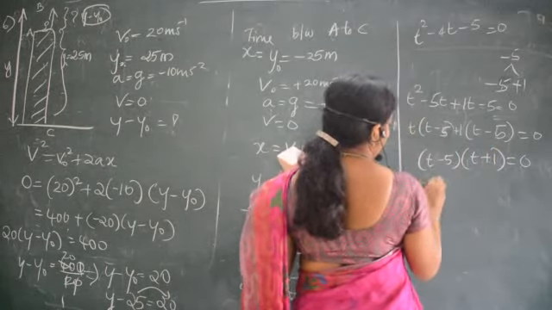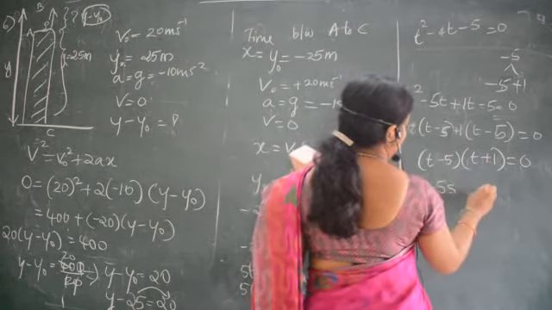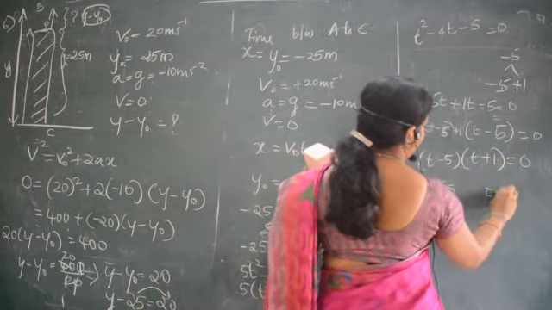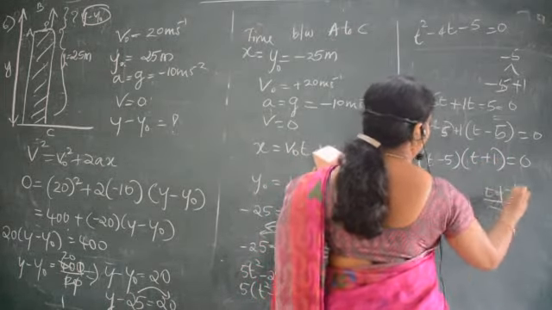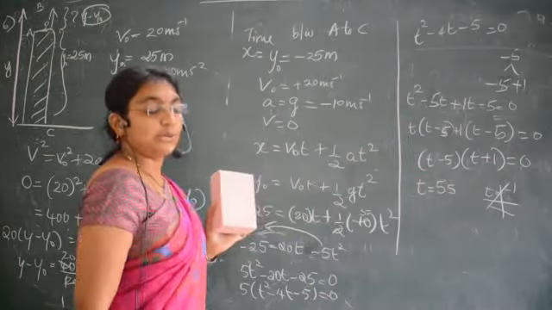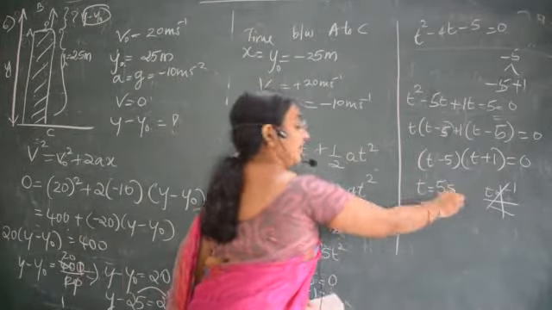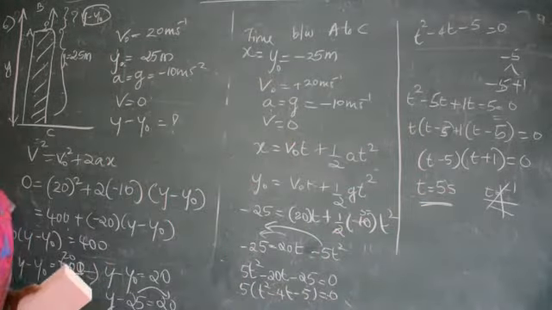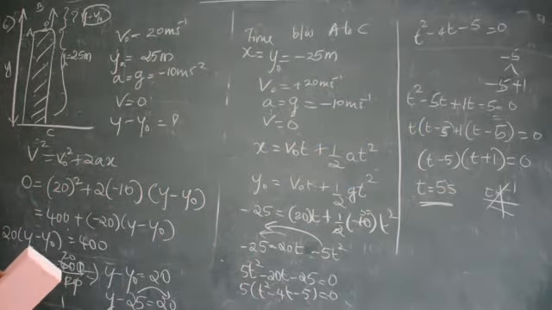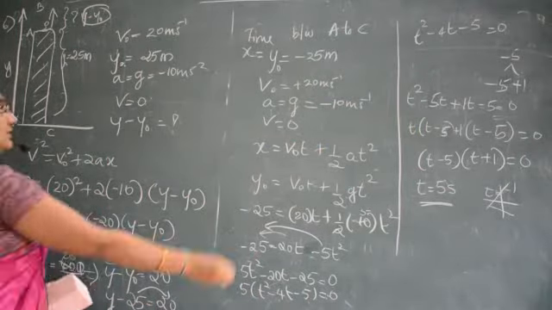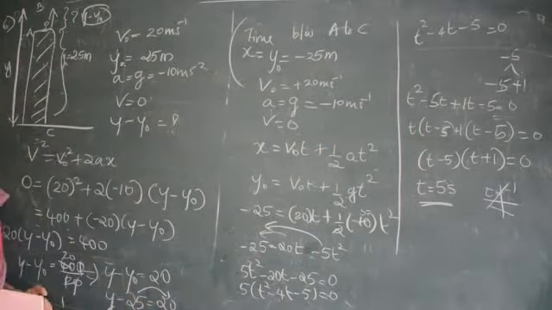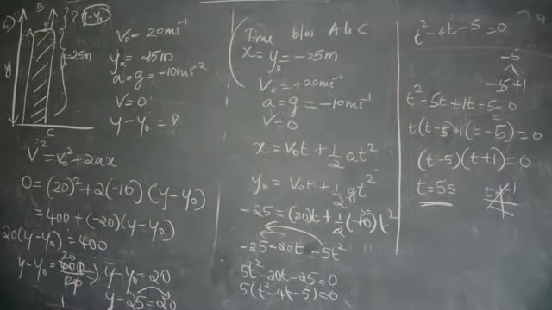So t is equal to 5 seconds, or minus 1. This is not possible because time can never become negative. So the answer is t equal to 5 seconds. Understood how to solve? This is one more method, another method to solve this problem. Understood? Any confusion? Shall I move further?